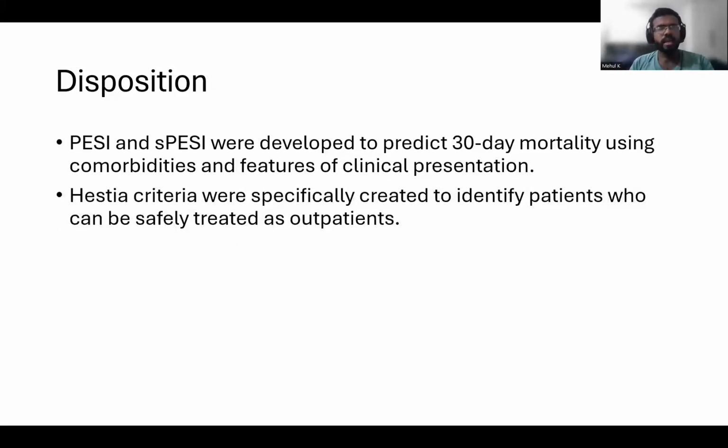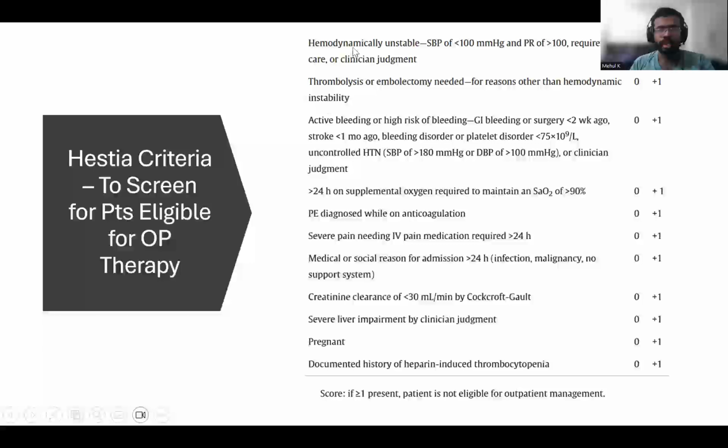There are things that can help you assess the severity, like your Pulmonary Embolism Severity Index, or a Simplified Pulmonary Embolism Severity Index, your PESI or SPESI score. These will help you predict the 30-day mortality based on comorbidities and clinical presentation. But there is another criteria called your HESTIA criteria. This HESTIA criteria is specifically created to identify the patients with pulmonary embolism who can actually be discharged from your emergency department. With your HESTIA criteria, you have all of these things, and if any one of them is present, you are not going to discharge the patient.